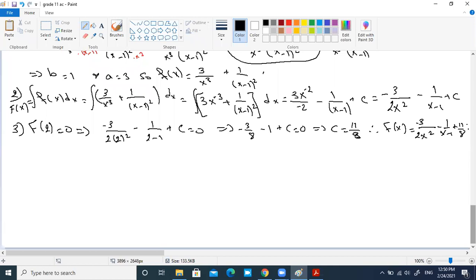Therefore f of x equals negative 3 over 2x squared minus 1 over x minus 1 plus 11 over 8 plus constant. The constant is 11 over 8.